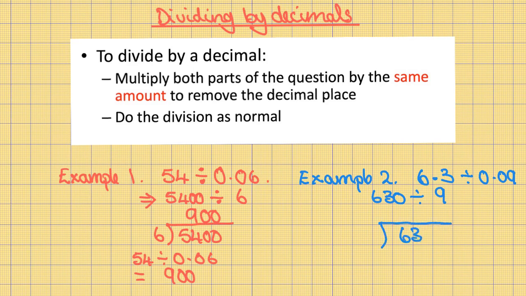630 divided by 9. So 9 into 6 doesn't go. 9 into 63 is 7. 9 into 0 is 0. So 6.3 divided by 0.09 is equal to 70.